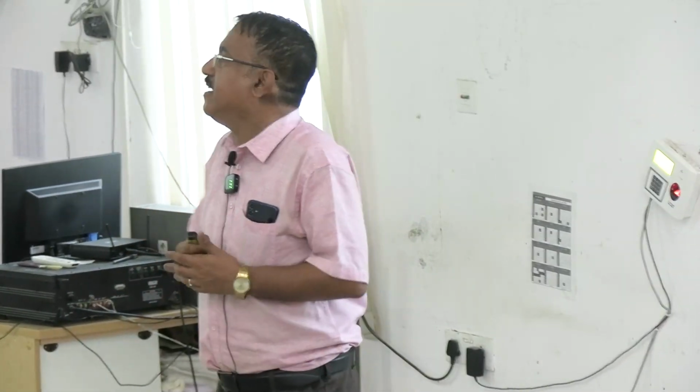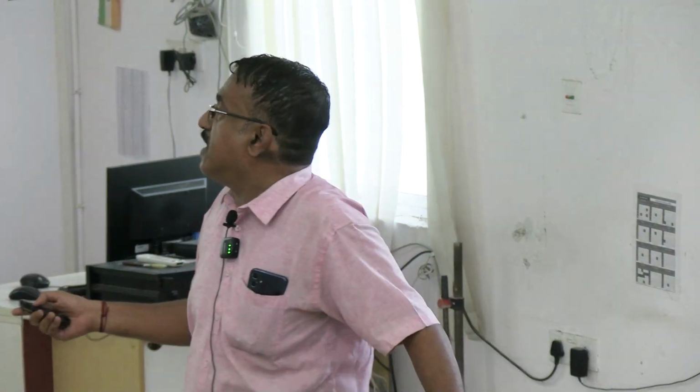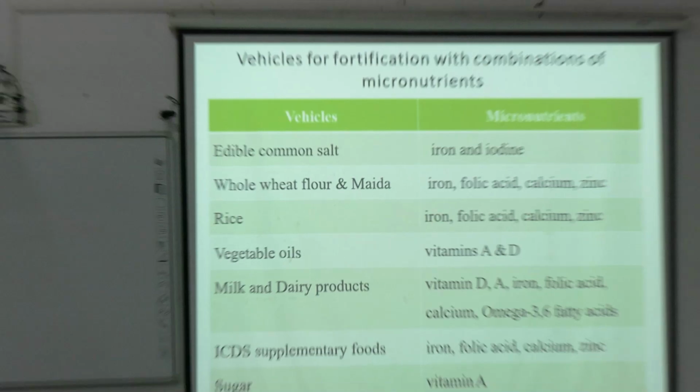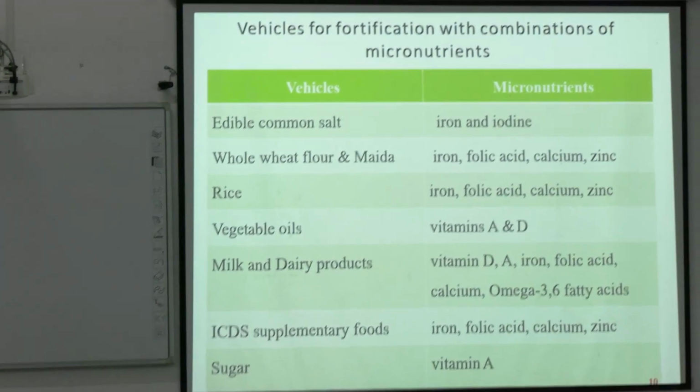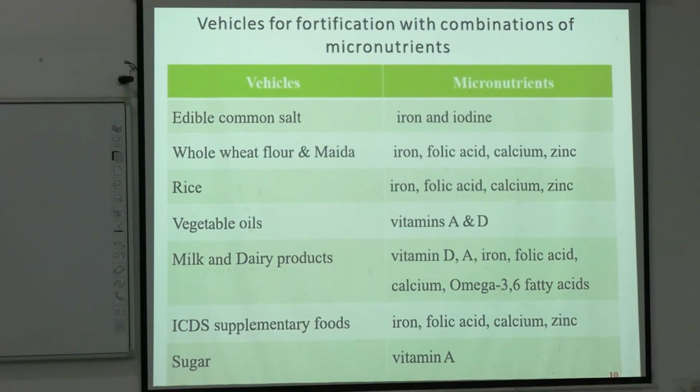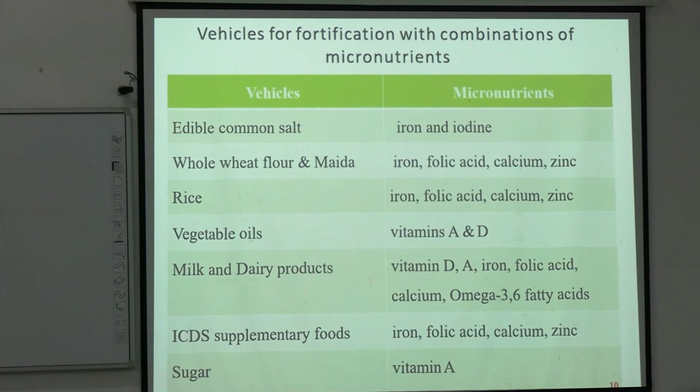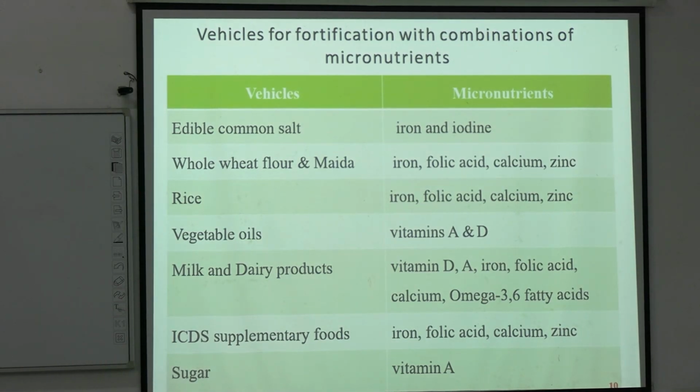Okay. The second thing is, these are the criteria. The deficiency should be widespread, and the vehicle food should be consumed by the target group. Now, if you look at this, almost everybody consumes salt, right? Is there anybody who does not take salt in some form? Very unlikely. So it is a very good strategy to fortify with iron and iodine. Similarly rice, we are basically a rice eating population. Of course, there's wheat also. Again rice, again iron, folic acid, calcium.